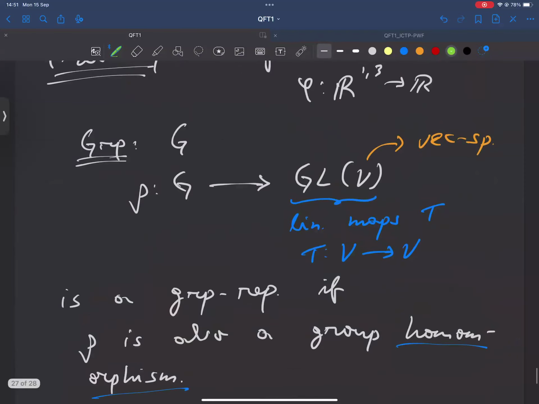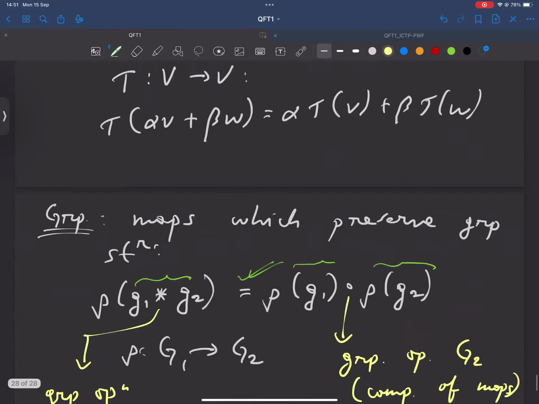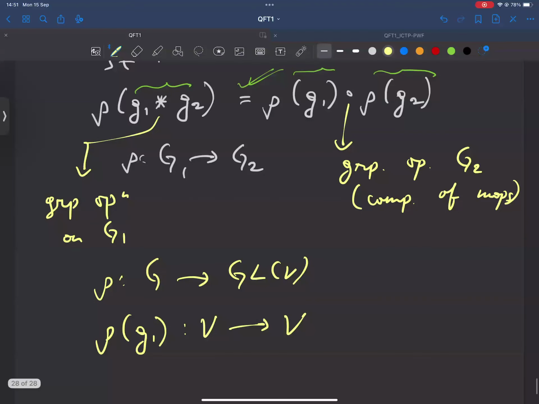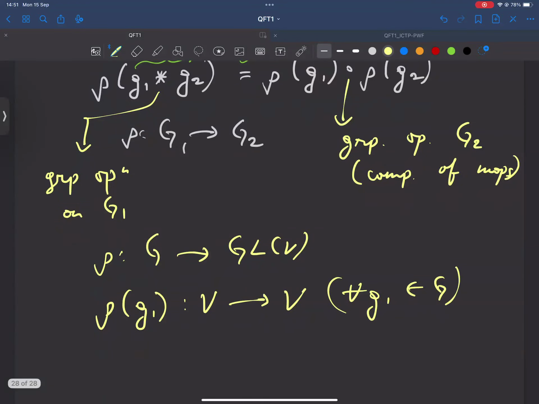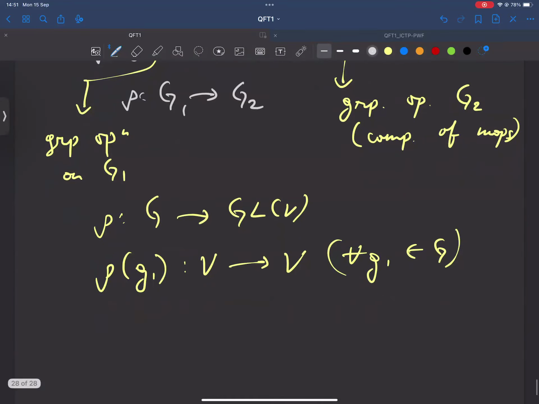Now let's come back to representation. So I said that a representation is something that maps from a group to a space of linear maps. That's also a group homomorphism. So in other words, for every group element, rho of g is a linear map from V to V, for all group elements. Okay. So you pick any group element, you will get a linear map from V to V. Okay. And this is because it's a group homomorphism. It preserves the group structure. Now, this is something nice.